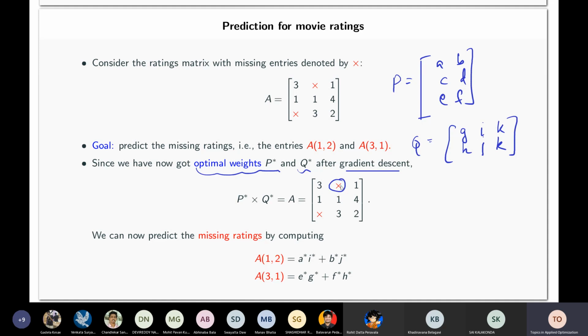So that's why I can now predict this guy, A12. A12 will be the row 1 of this and column 2 of the Q. So this is like AI plus BJ, and that will be the prediction for the A12 entry. Similarly, I can do this. So this is the 3-1 entry. So third row of P and the first column of Q. In this case it will be EG plus FH, which will be the prediction for the missing entry here. So that's how the prediction is done.